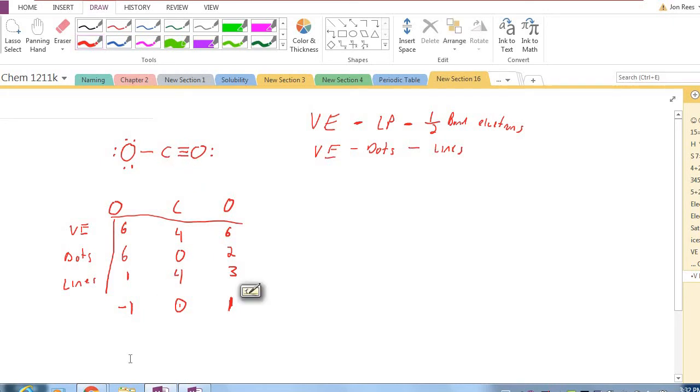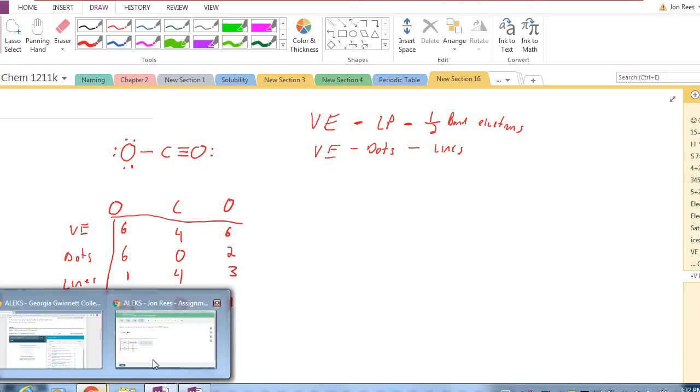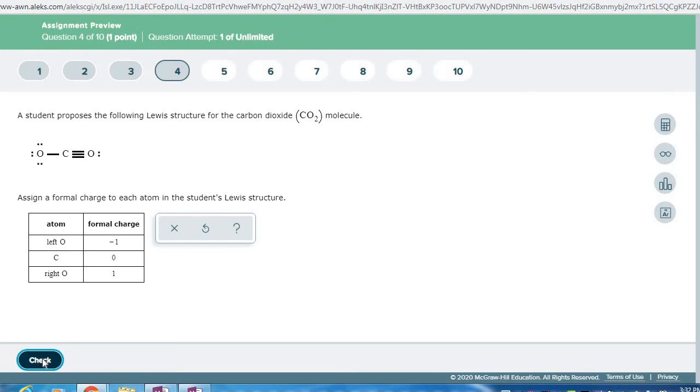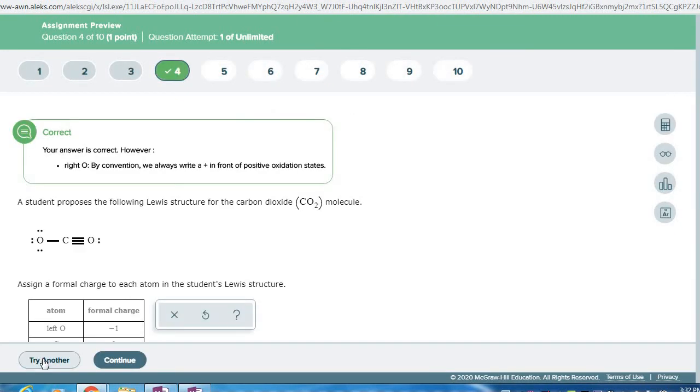And so let's go back to Alex and answer the question. The formal charge on the left oxygen was -1. The formal charge on the carbon was 0. The formal charge on the right oxygen was +1. And so let's go ahead and check this, make sure that we're correct. Okay, and we are correct, though it gets a little fussy about the conventions used.